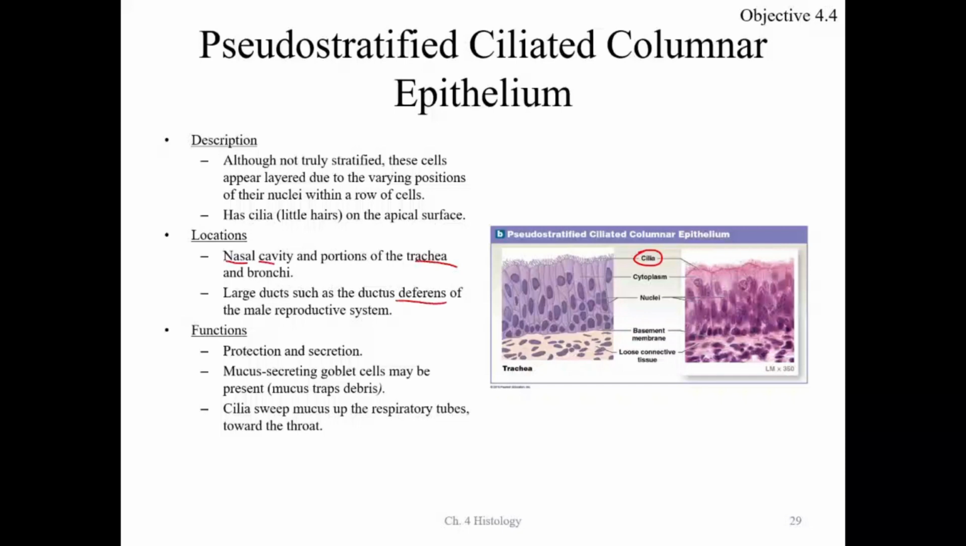Also found in the ductus deferens, which is also known as the vas deferens. Okay, now it is going to protect and secrete because there are mucus secreting cells here. The mucus it secretes traps debris that falls on it, and then that debris gets taken by the cilia, brought up, and we clear it out through the throat.